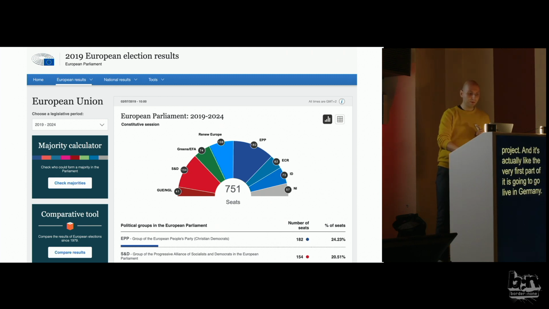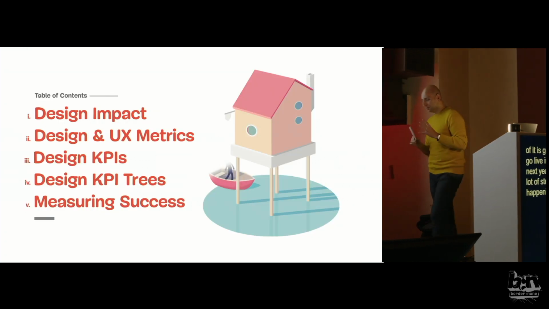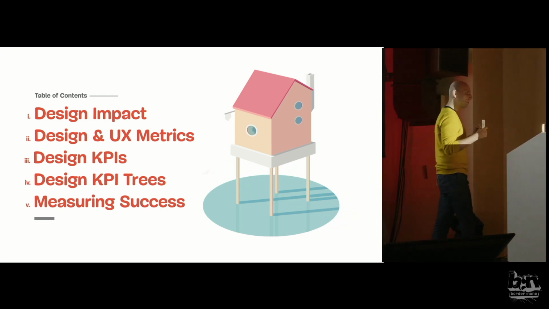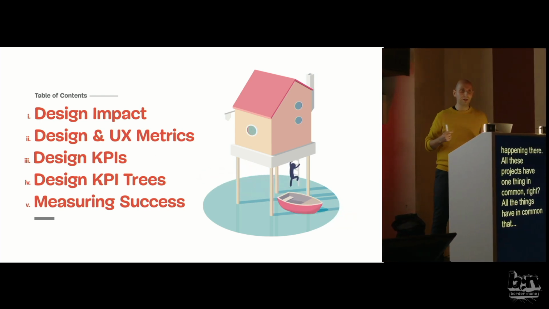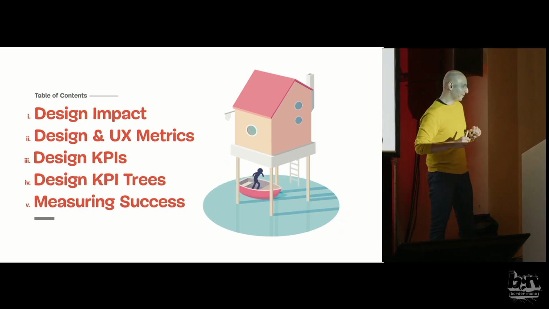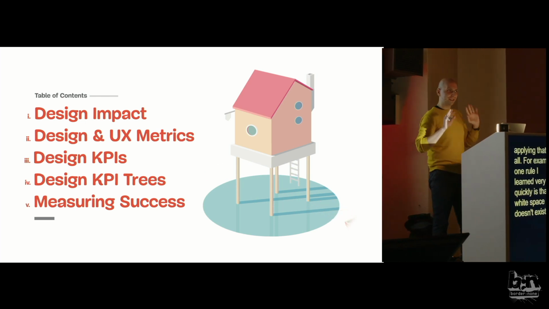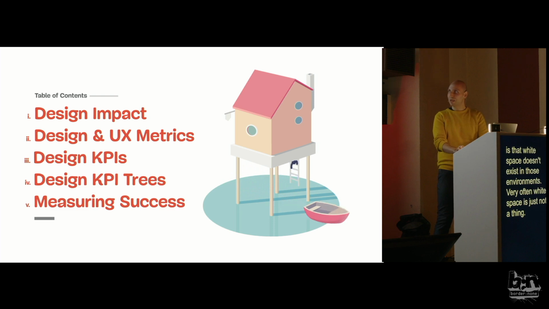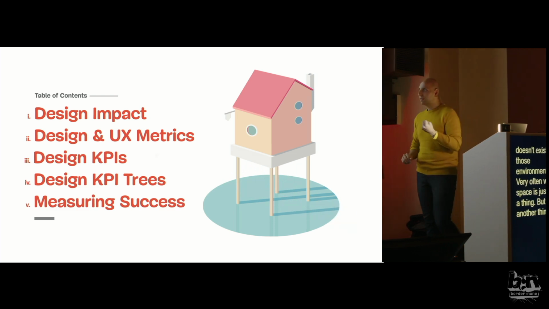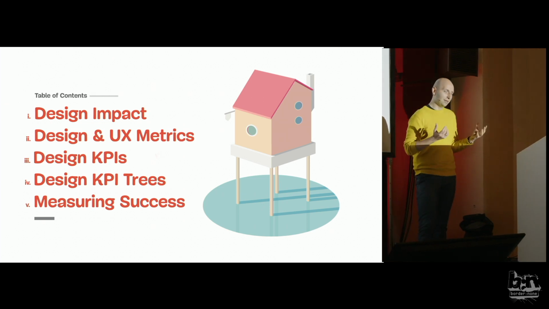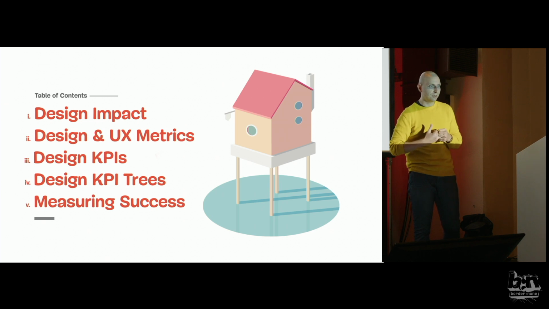All of these projects have one thing in common, right? All these things have in common that many things that we think about when we're designing are not really applying there at all. For example, one rule I learned very quickly is that white space doesn't exist in those environments. Right? Very often, white space is just not a thing, right? But also, another thing which actually has become quite difficult for me, every time I walk in an organization of that size or at that scale, I realize that nobody really has a profound trust in my work.